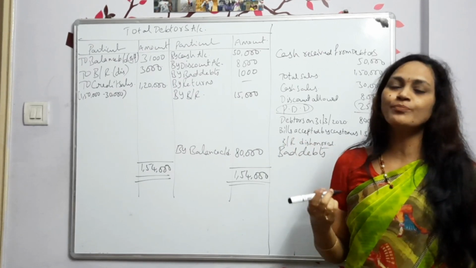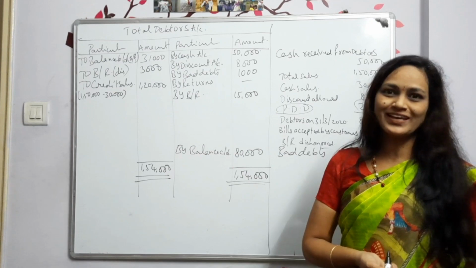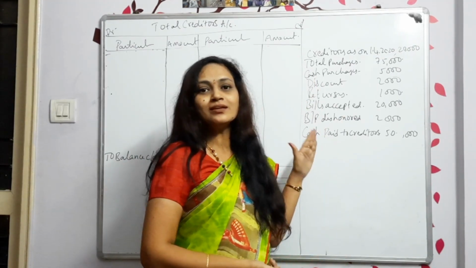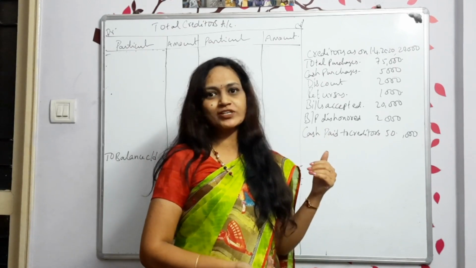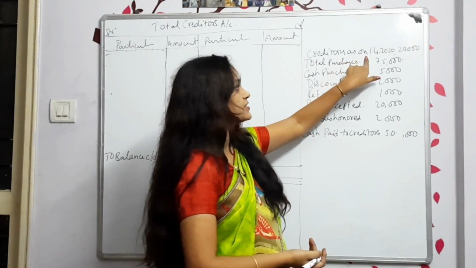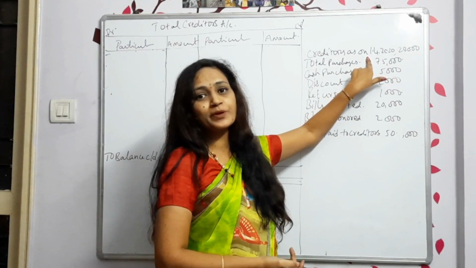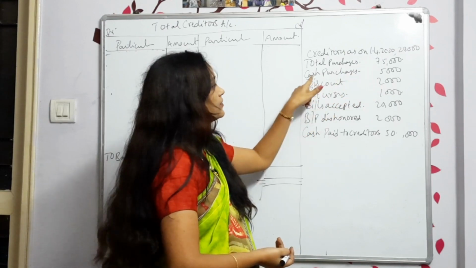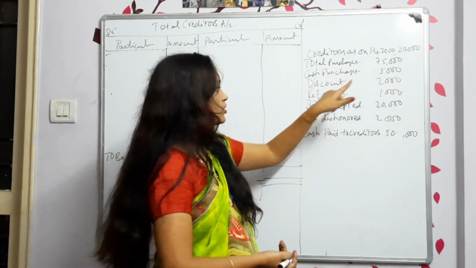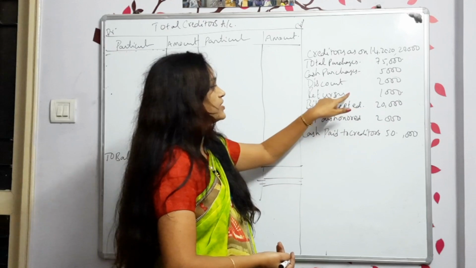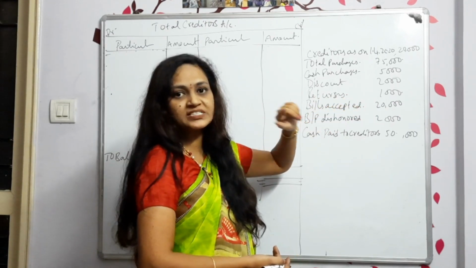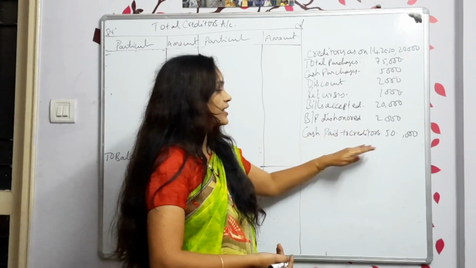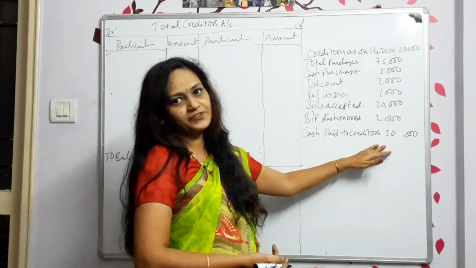Now let's solve a problem on the total creditors account. First let us check what data is given to you. Creditors as on 1/4/2020, that means opening balance of creditors, 20,000. Total purchases are 75,000. Cash purchases are 5,000. Discount 2,000. Returns 1,000. New bills accepted during the year 20,000. Bills dishonored 2,000. Cash paid to the creditors total 50,000.